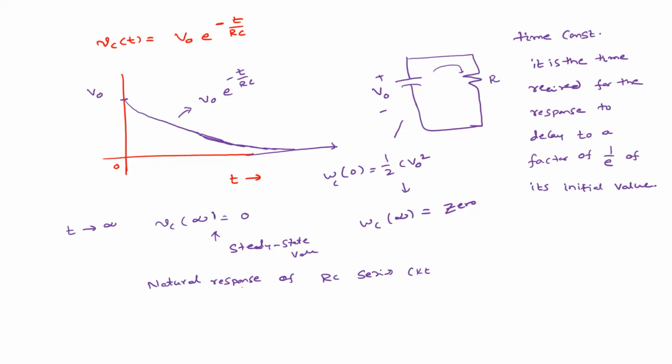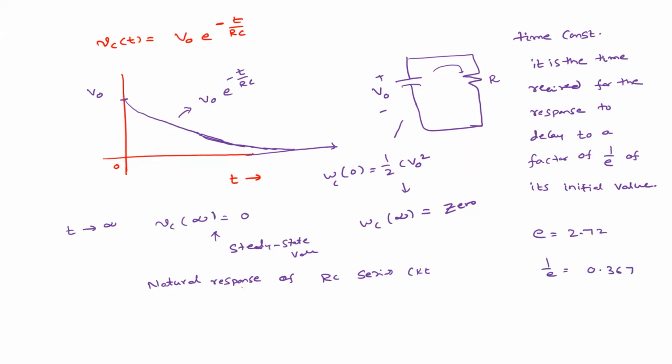Right. So what is the approximate value of E? 2.7 or something like that. What is the approximate value of E? 1 by E is 0.37, 0.367, something like this, right? So what is its meaning?